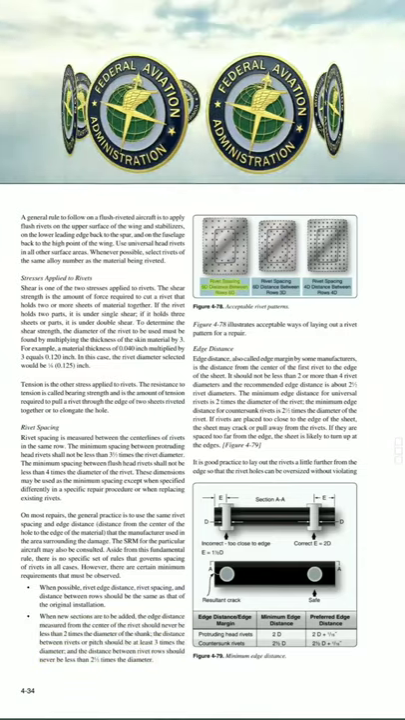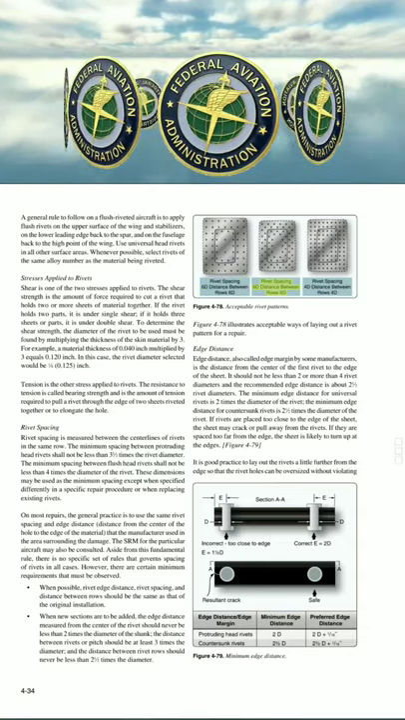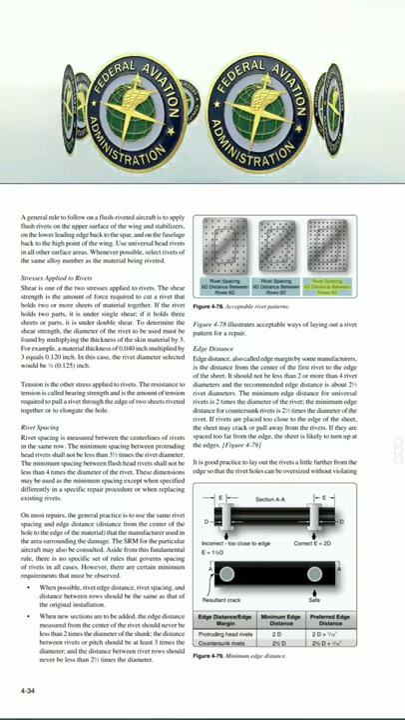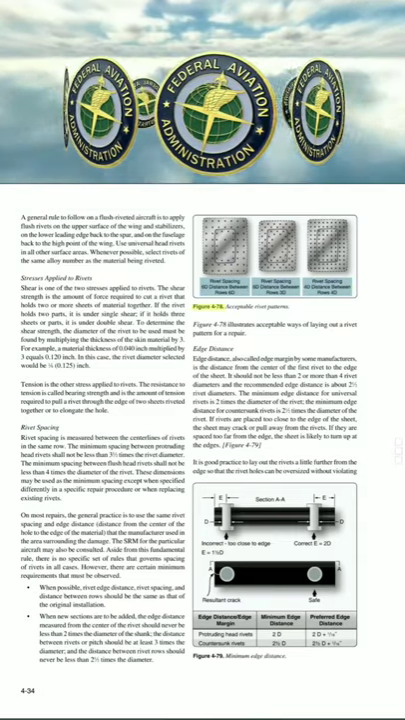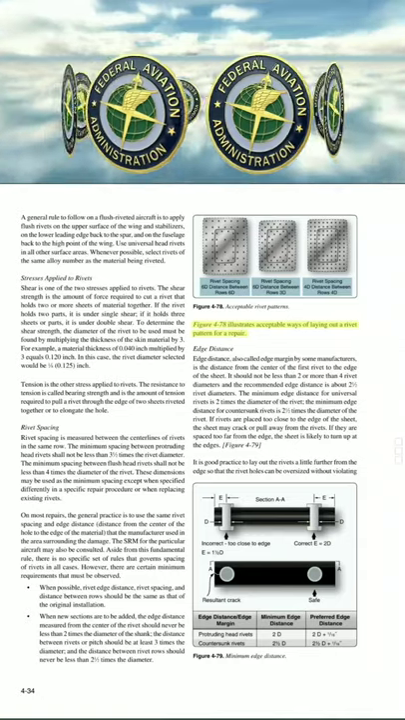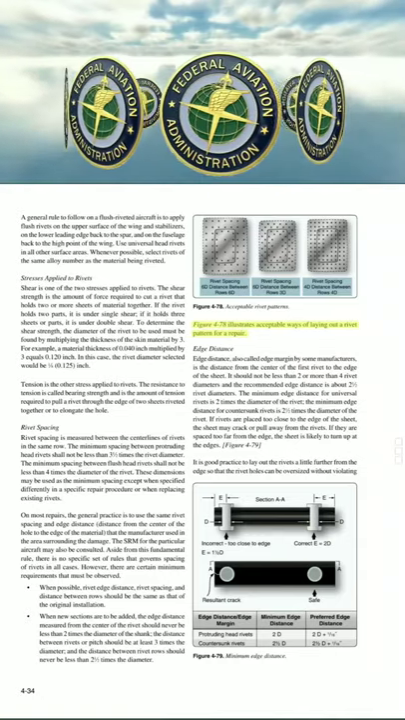Rivet spacing 6D, distance between rows 6D. Rivet spacing 6D, distance between rows 3D. Rivet spacing 4D, distance between rows 4D. Figure 4-78. Acceptable rivet patterns. Figure 4-78 illustrates acceptable ways of laying out a rivet pattern for a repair.